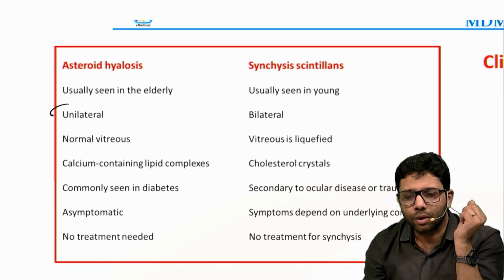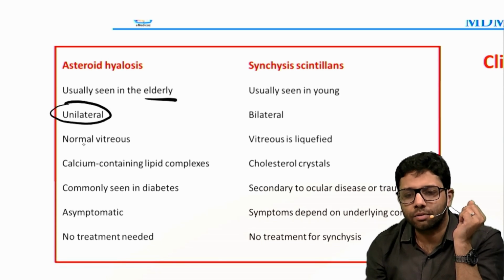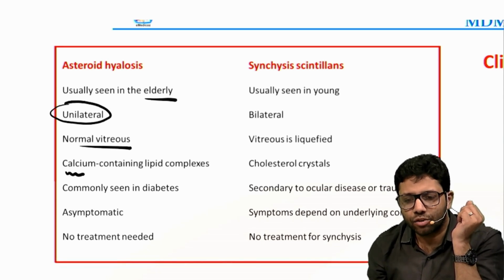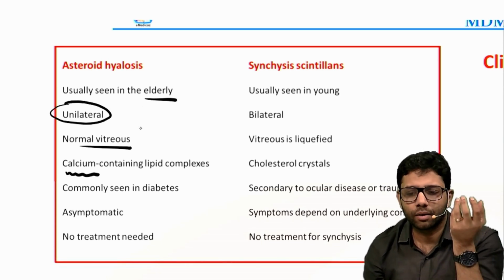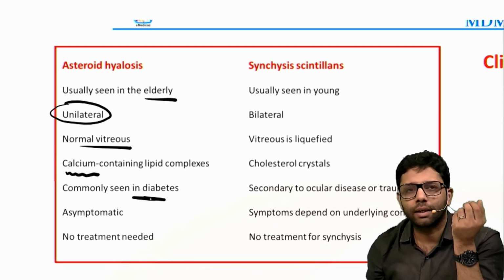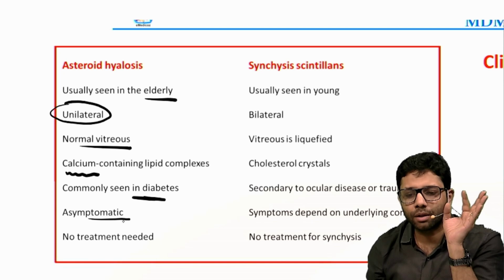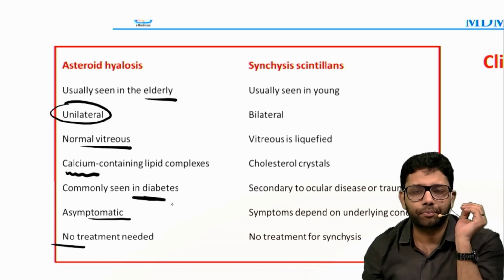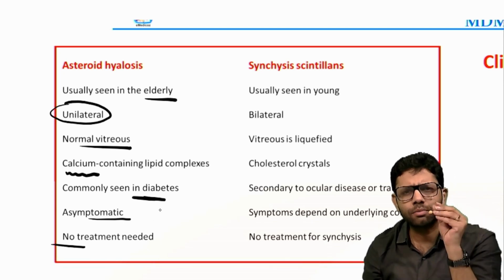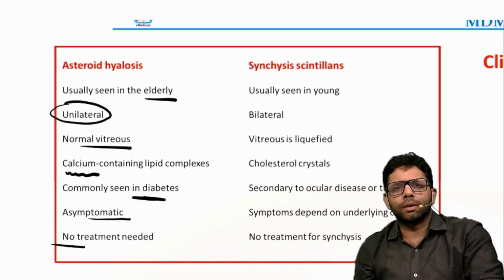See, it is a unilateral condition mostly seen in the elderly, in which the vitreous is normal and some calcium is deposited in the vitreous, mostly related to diabetes mellitus, but no problems in the vision. It is an asymptomatic condition. Treatment is not required because it is asymptomatic. There are some calcium deposits, but no symptoms.